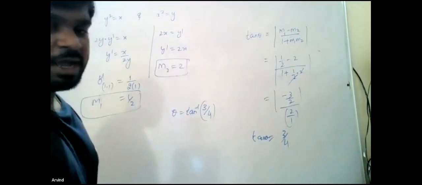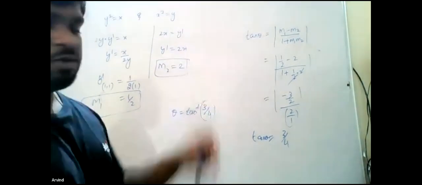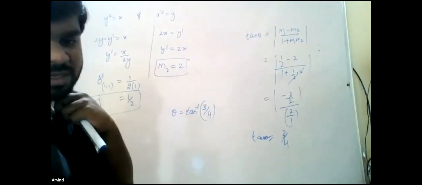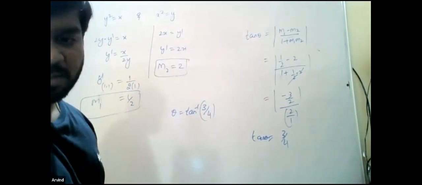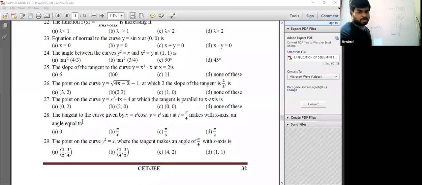Very simple. Differentiate it, find the slope. Differentiate it, find the slope. Then substitute in the formula, angle between the curves. Same thing, you will be using it for straight lines also. So once you practice the formula, it will be same thing. So it will be tan inverse of 3/4. Option B. So you can do the next one.